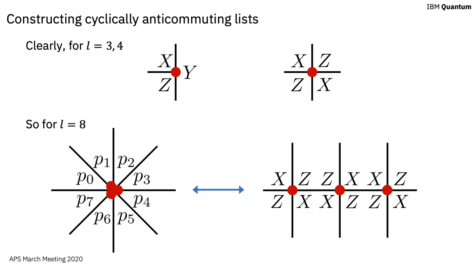And likewise with a degree 8 vertex. Now it's just the composition of 3 degree 4 vertices. And you can imagine doing this for even larger L. If I have L equals 9, then I would just tack on another degree 3 vertex.